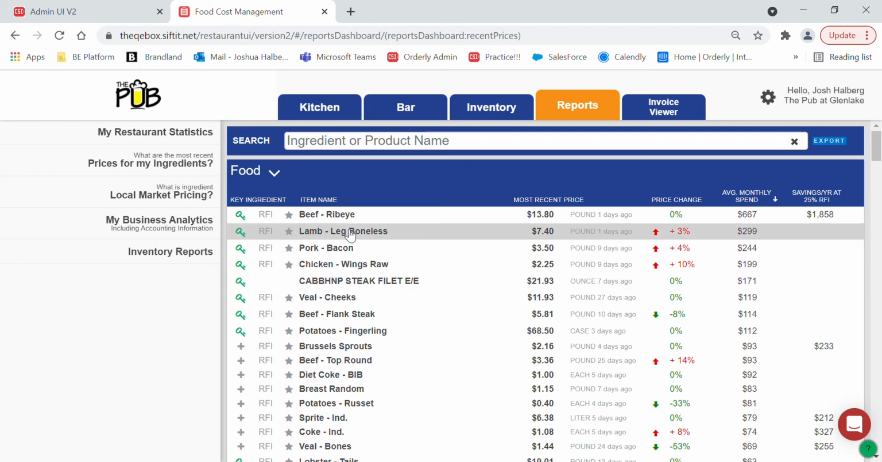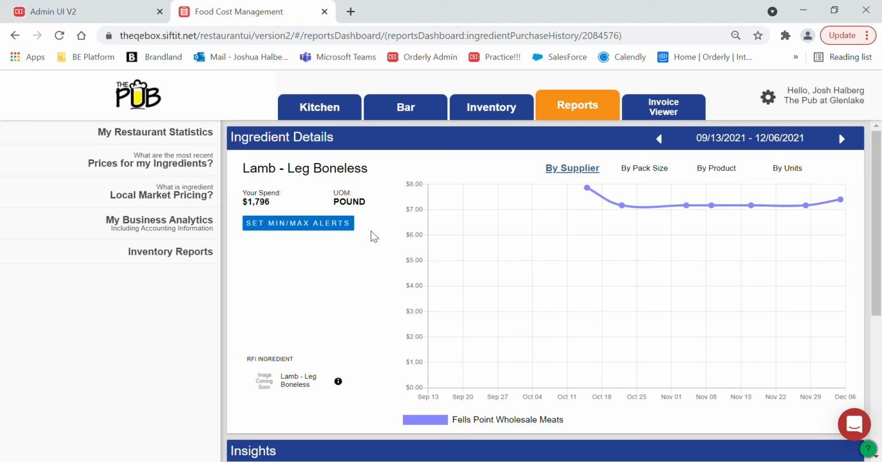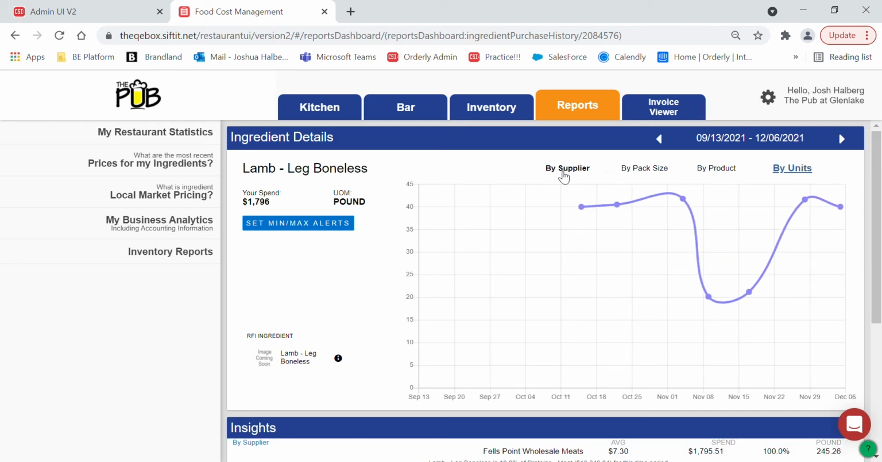First, let's take a look at lamb leg boneless, most recently purchased for $7.40 per pound 1 day ago, and Orderly is reporting a 3% increase in price since the last time that this product was ordered. By clicking on lamb leg boneless, we're able to access its ingredient detail report. From here, you're able to look at every time this ingredient came into Orderly by supplier, by pack size, by product, or by units ordered.